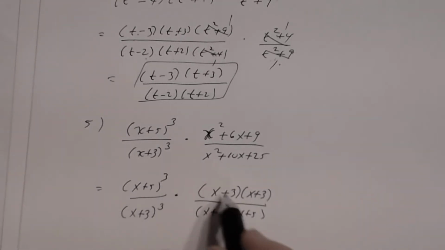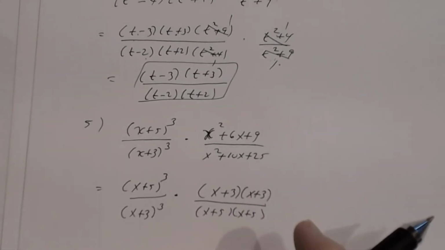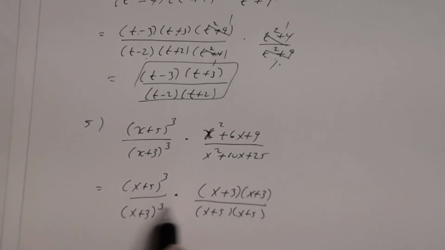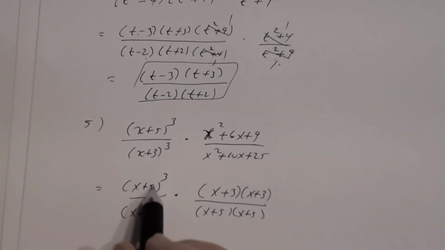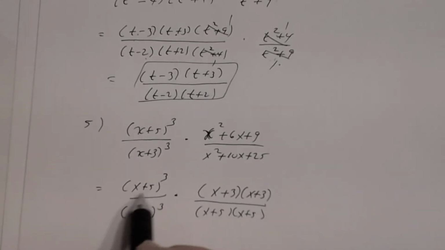Other students may want to write it as x plus 3 to the second power. It does not matter. All right. Now, here's what I want you to think about. So I factored, everything's factored now. So let's look at your first factor. You have an x plus 5. In fact, there are 3 of those.